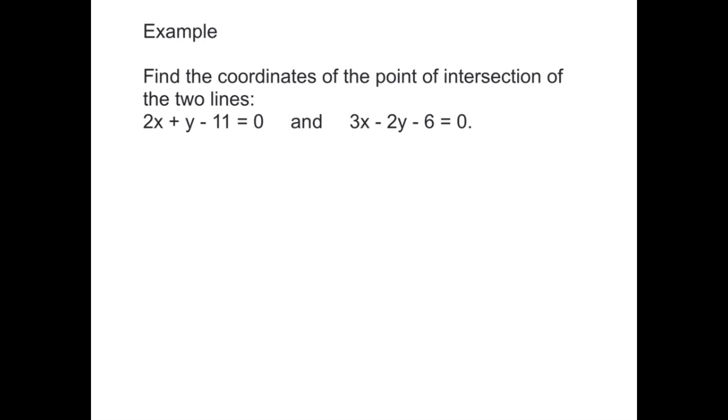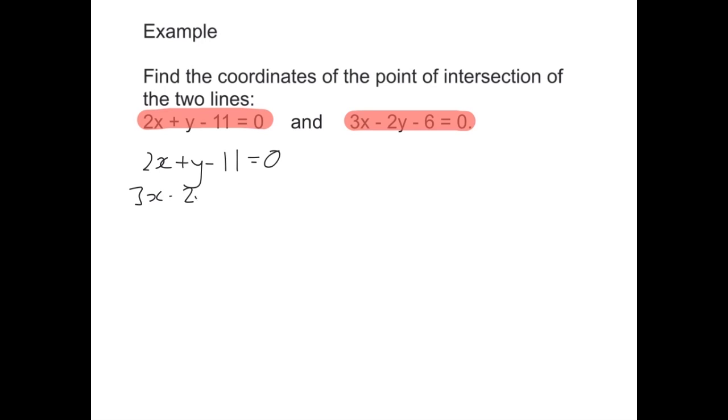So here is our example. We're asked to find the coordinates of the point of intersection of two lines 2x plus y minus 11 equals 0 and 3x minus 2y minus 6 equals 0. So in order to do that, we're going to have to solve two linear equations in two variables. So we have 2x plus y minus 11 equals 0 and 3x minus 2y minus 6 equals 0.